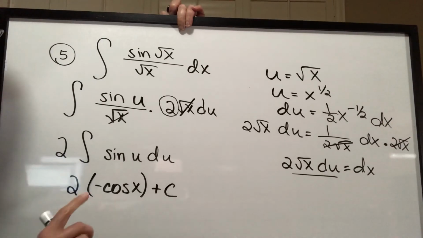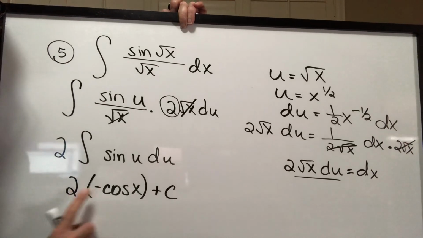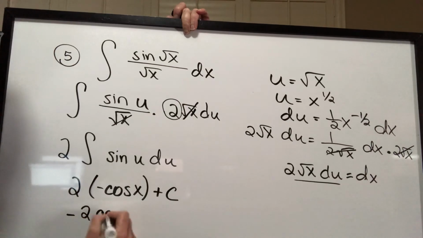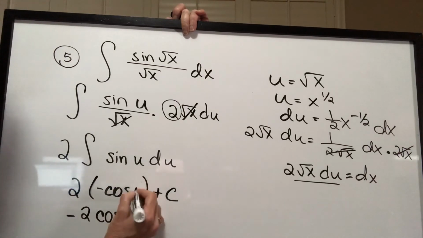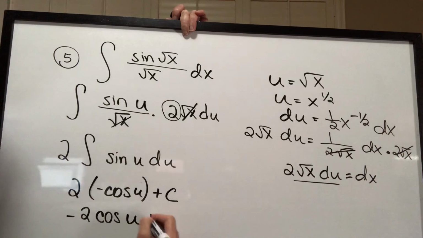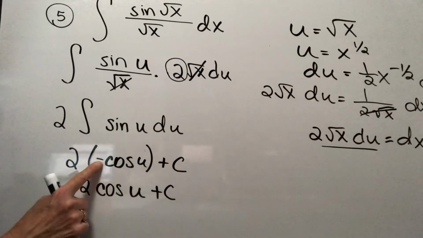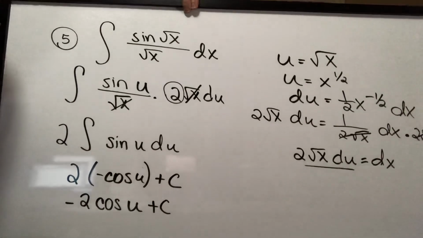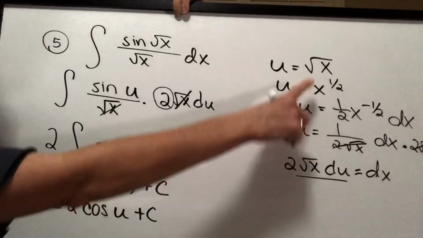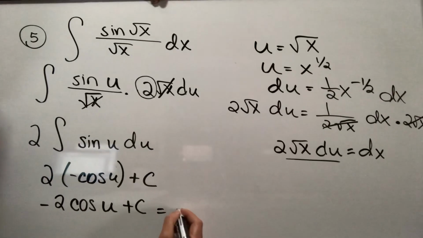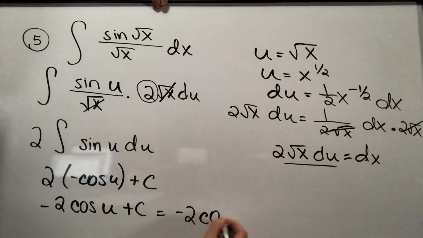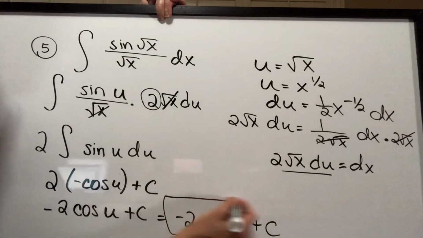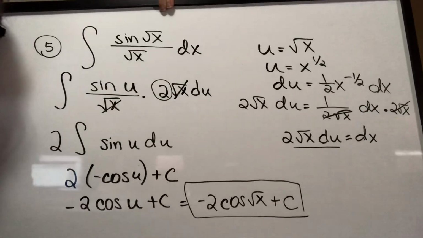Okay, before I do anything else, this negative sign would be best to put over here with the 2. So I'm going to change that to negative 2 cosine u plus c. So notice all I did is I took that negative sign from the rule and put it out here with the 2. Okay, then the last step would be to fill in that u is equal to the square root of x. So it would be negative 2 cosine square root of x plus c. And we have it.